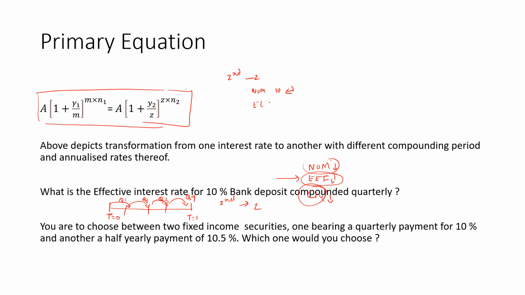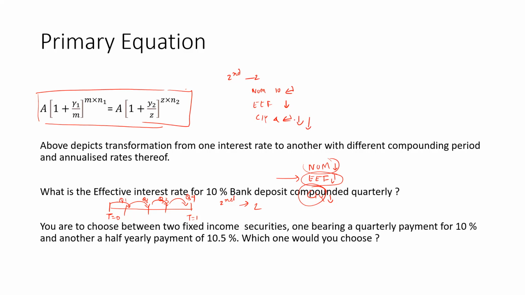Once you press the down key, you will come to EF. Leave it as that. Press the down key again, and you will come to C/Y. In C/Y, put 4 and press enter. After you put 4 and enter, press the down key again, you'll come back to NOM, and now press the down key again, you'll come to EF.